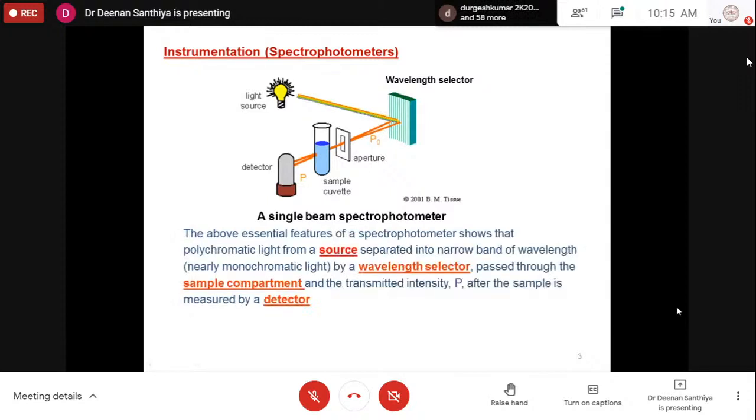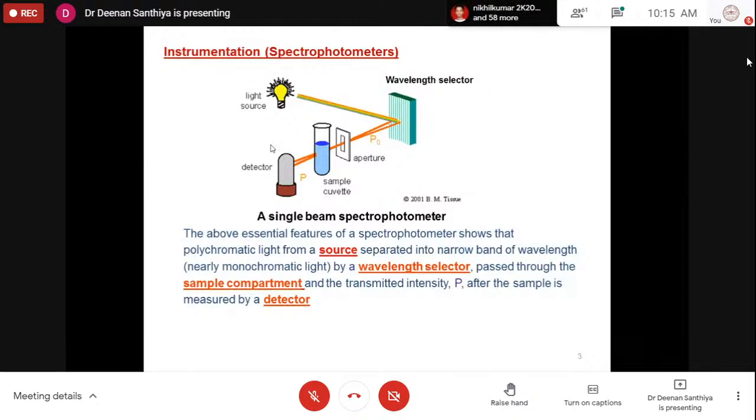Okay, so instrumentation, this is the source. From here the electromagnetic radiations are emitted. It comes to the wavelength selector, and from the wavelength selector it enters into the aperture. The aperture makes the wavelengths together as a single beam, and then that goes into the sample cuvette. The sample holder is otherwise called the sample cuvette, and then the transmitted beam goes to the detector. Okay, this is the basic arrangement of the spectrophotometer. Clear?